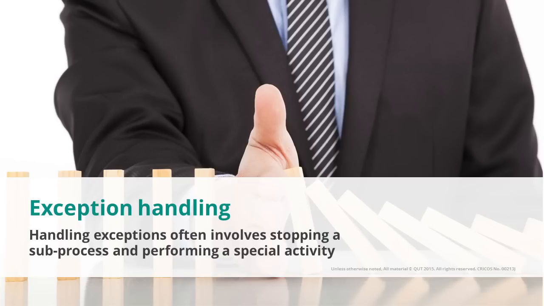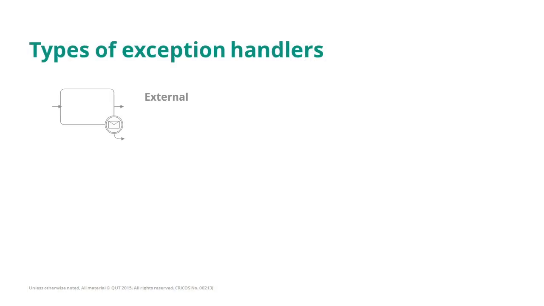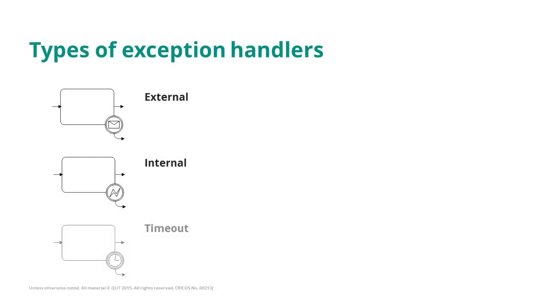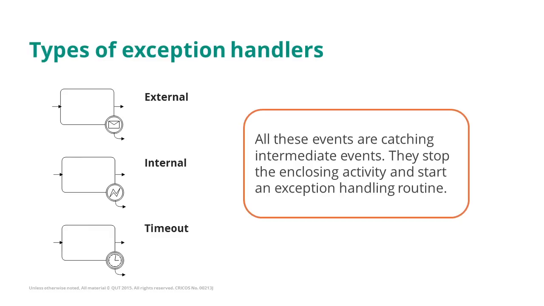So we further classify exceptions in BPMN into three types of exceptions: external, internal, and timeout. This second classification is fully orthogonal to the first classification into business-related and IT-related exceptions. Depending on whether the exception is external, internal, or a timeout, we handle that by attaching an intermediate catching boundary event of a different type to the activity that we want to interrupt.